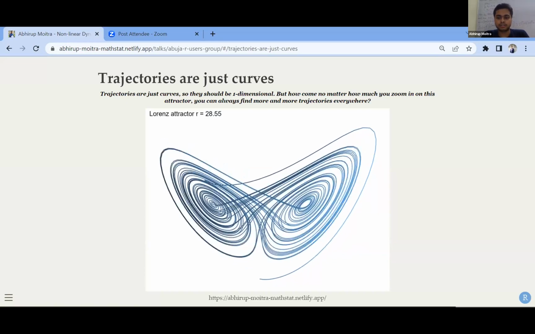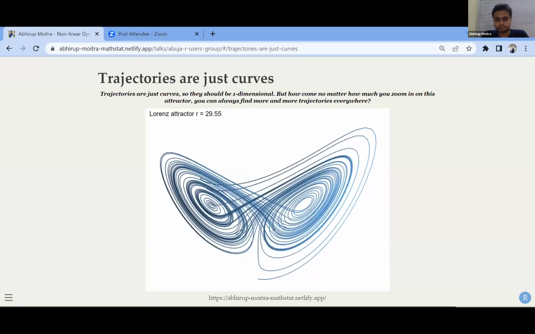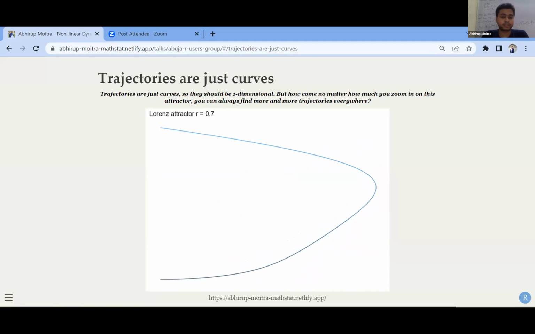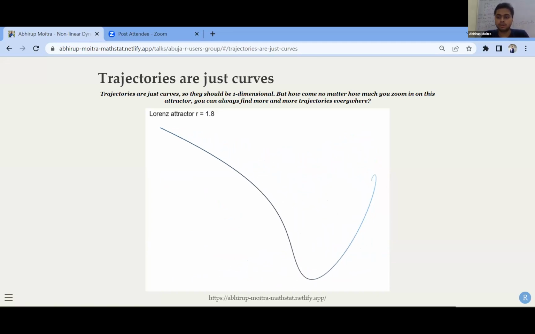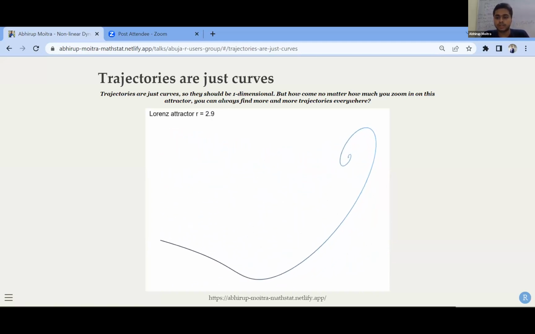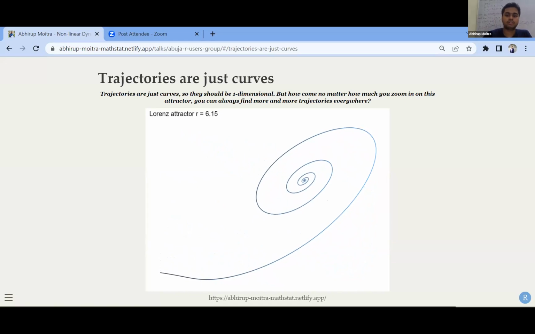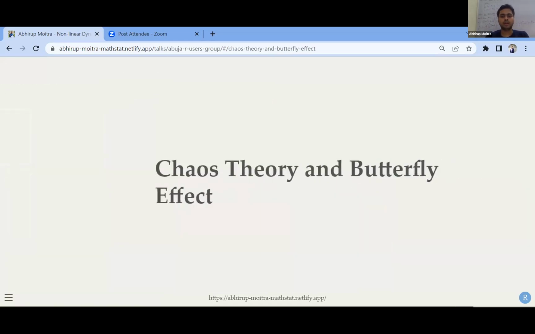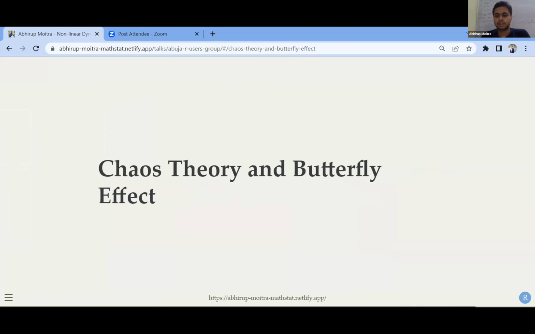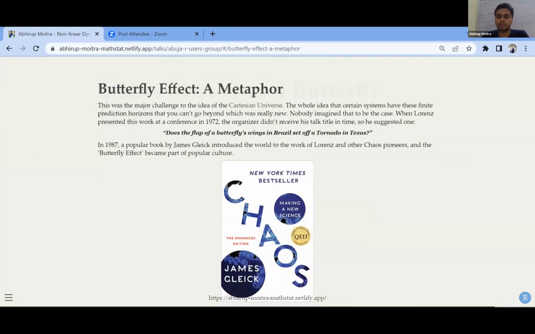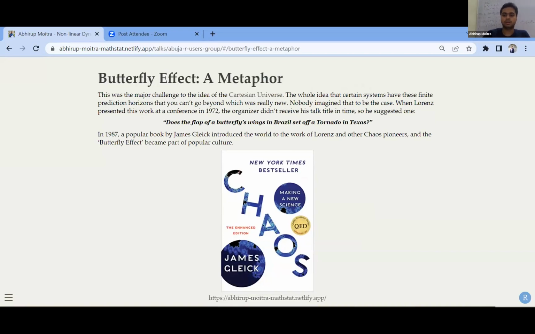So but this is not the case. And that's why it is called strange, as it does not follow one dimension or two dimensions or three dimensions. So the whole idea that certain systems have these finite prediction horizons that you can't go beyond was really new. Nobody imagined that to be the case.